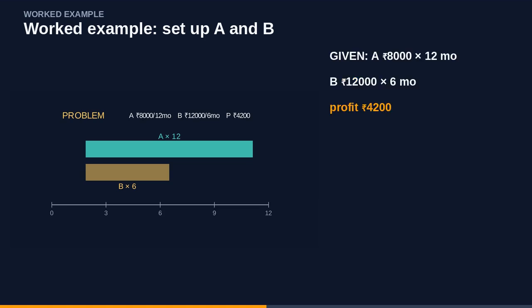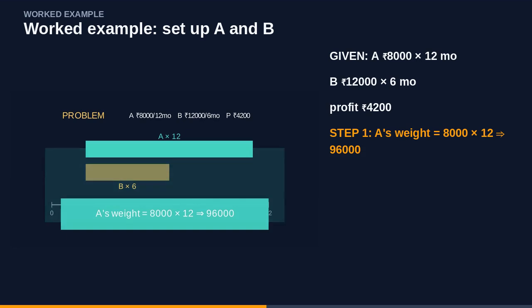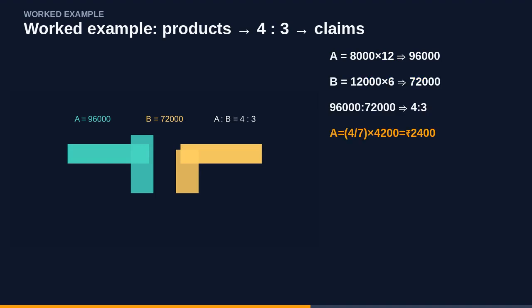List A: 8,000 for 12 months, and B: rupee 12,000 for 6 months. Form A's weight: 8,000 times 12 equals 96,000. Finish B's weight. Reduce 96,000 to 72,000 as 4 to 3. Then divide rupee 4,200 as rupee 2,400 and rupee 1,800.